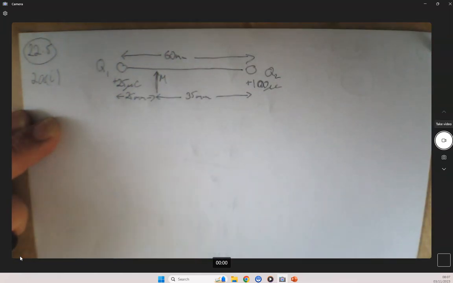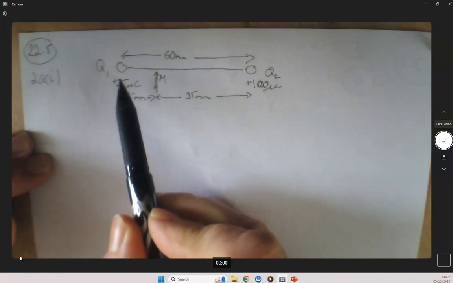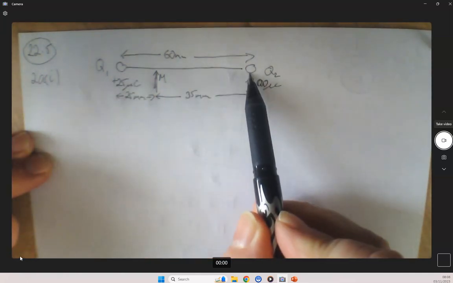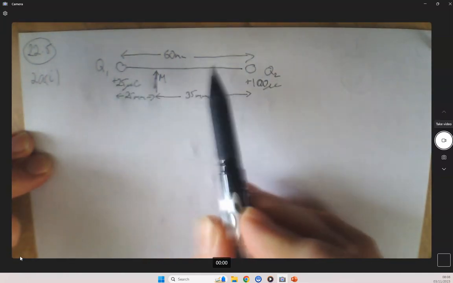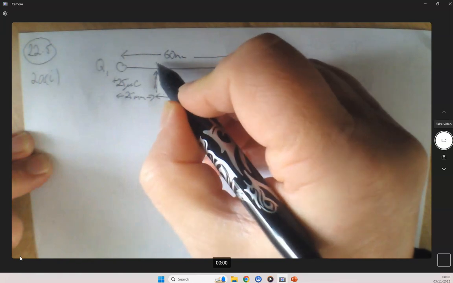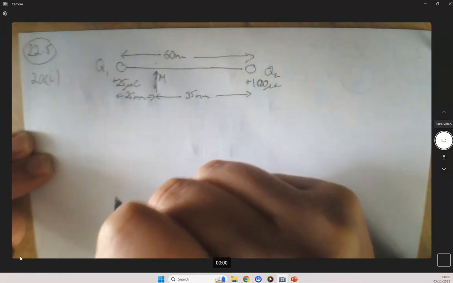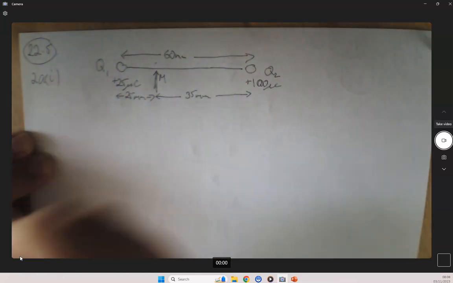So, looking at it, first thing they've asked us for is the electrical field strength at M. So that's going to be contributed to by here and by here. But they're actually going to be opposing each other, because imagine if I put a point charge here, it's going to be repelled to the right by Q1, and it's going to be repelled to the left by Q2. So from that perspective, they're going to be opposing each other.